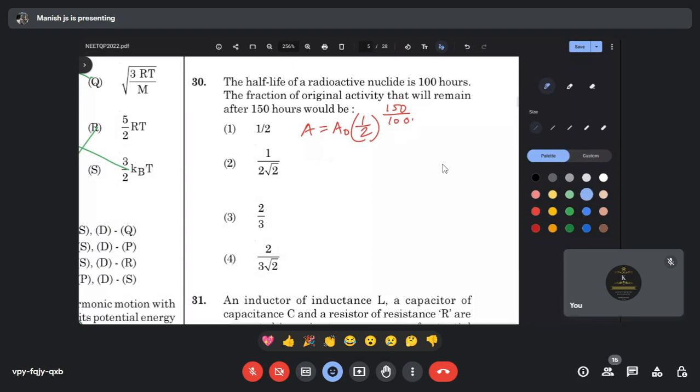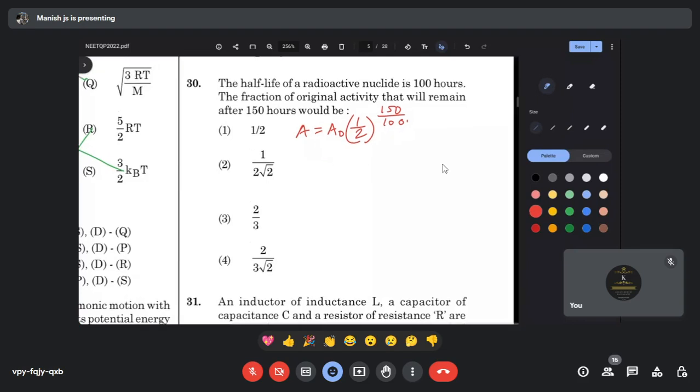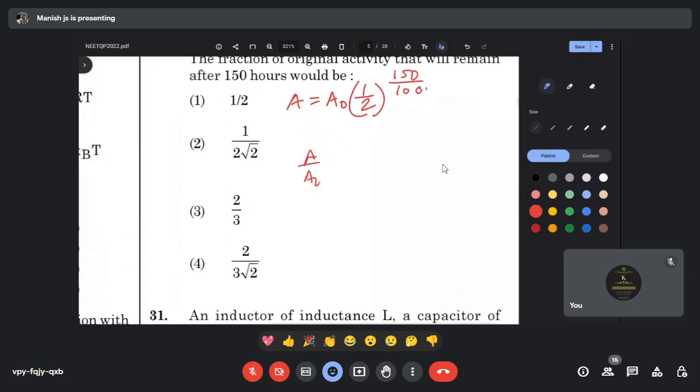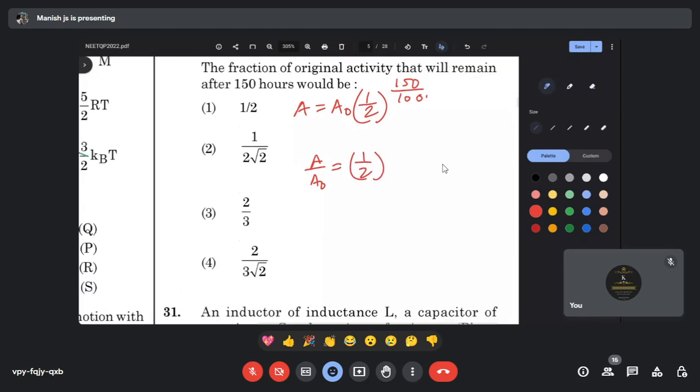So substitute it. Substituting the values, go for the simplification. So what is A upon A naught? A upon A naught is half to the power 3 by 2. So half to the power 3 by 2. Now what is the answer? 1 by 2 root 2. Correct. So 1 by 2 root 2. So you substitute the values and get the answer in one go.